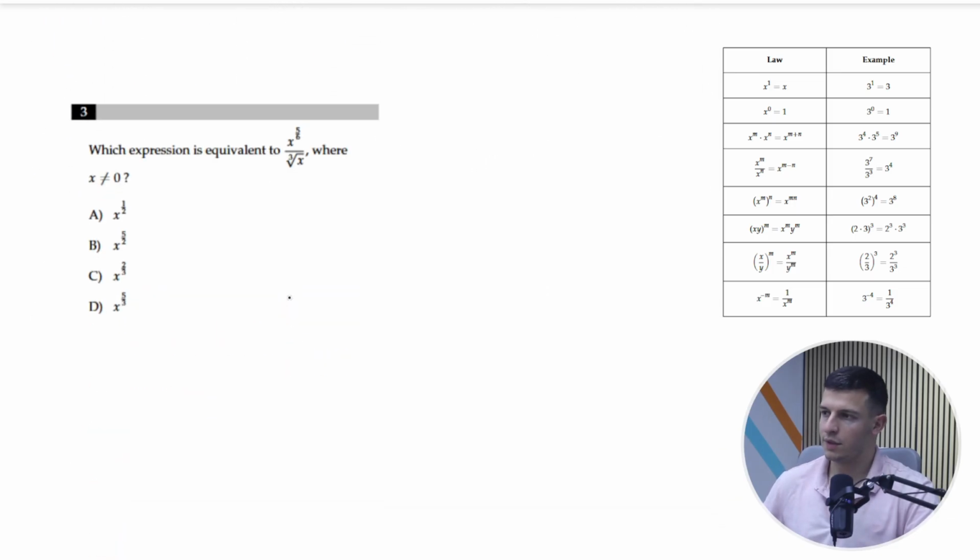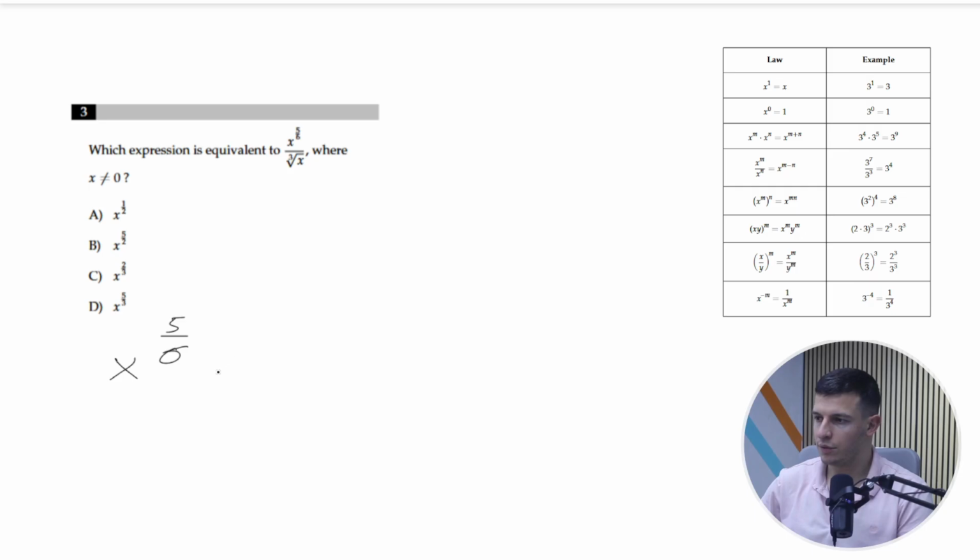Which expression is equivalent to x to the power of 5 over 6 divided by cubic root of x, where x is not equal to 0? Now, the reason x is not equal to 0, first of all, is because the denominator cannot be 0. That's just a mathematical thing.